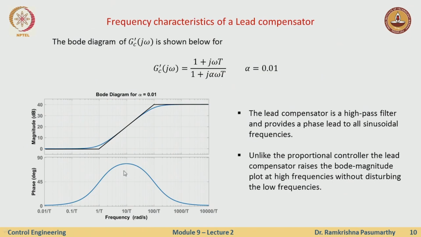Okay. So, the lead compensator is essentially seen as a high pass filter, right. You can see that for higher frequencies you have a higher gain and so on.